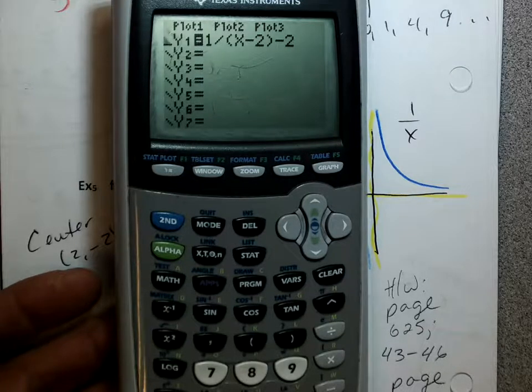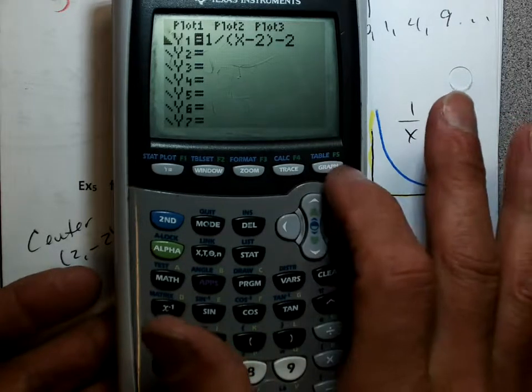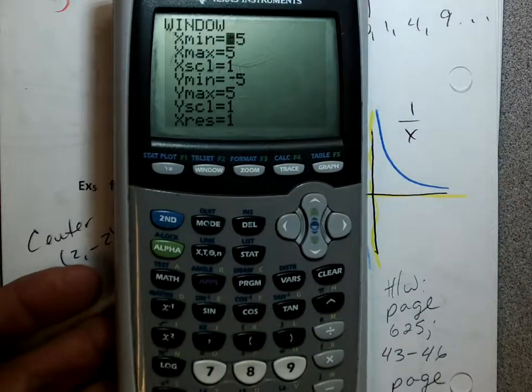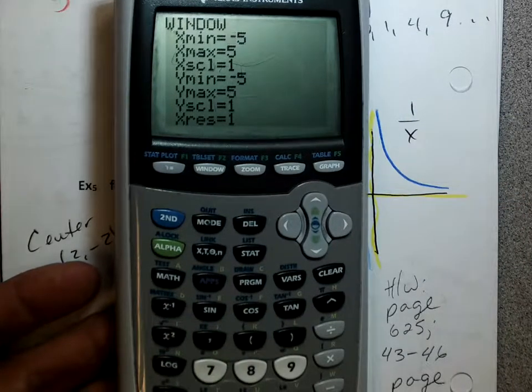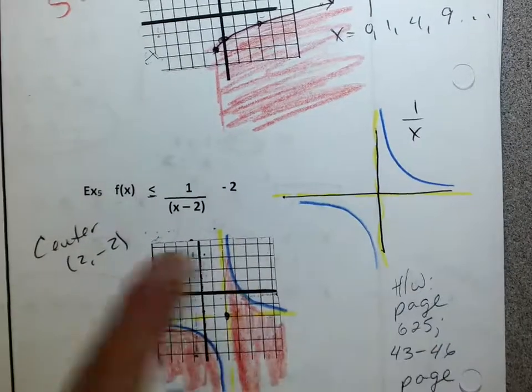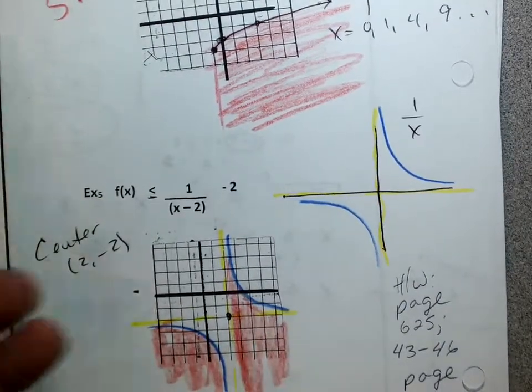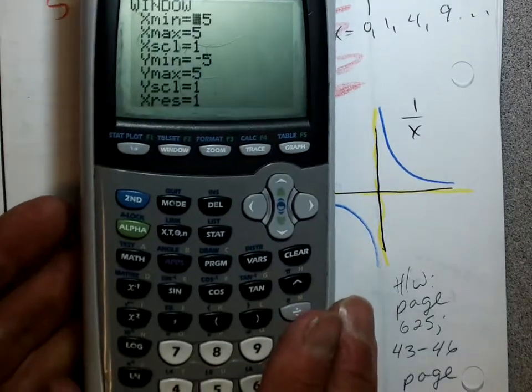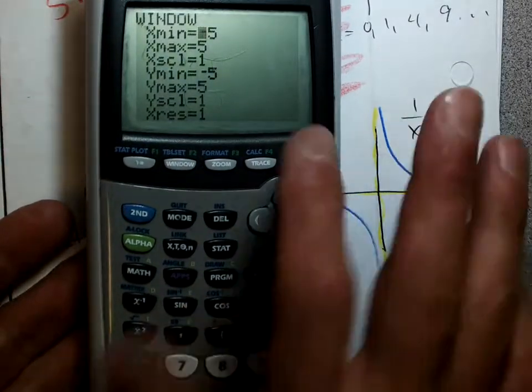What was the window that you put in? Here's my window. And you know how I think about the window? If I draw it by hand first, it gives me an idea what my window should be. Does that make sense? And so then I push graph and I got it.